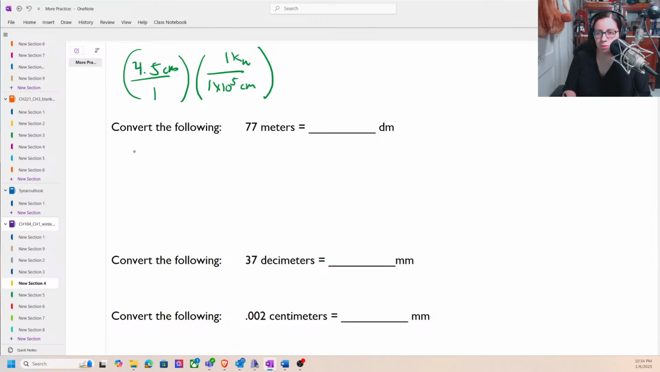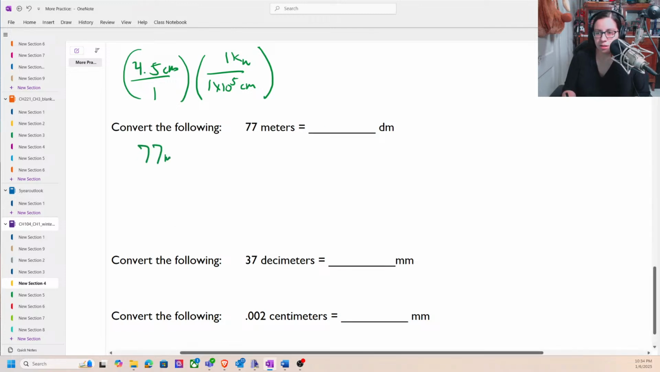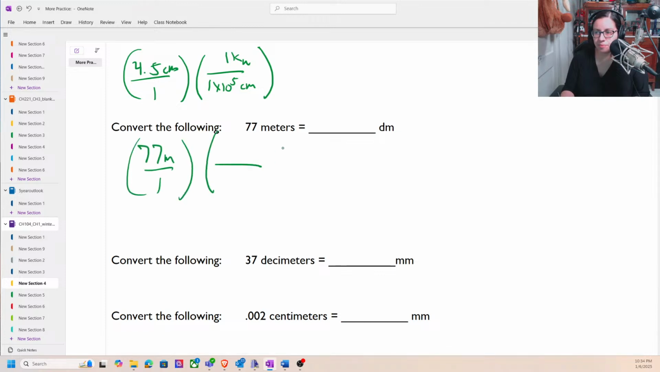All right, last ones here. So we have 77 meters to decimeters. So there are 10 decimeters in 1 meter. So that gives us 770 decimeters.